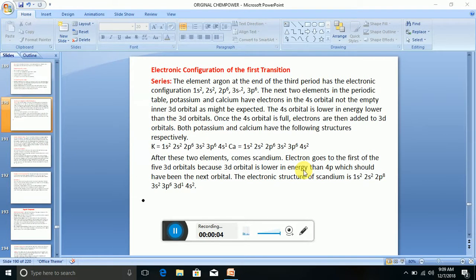Hello, welcome. Let's look at the electronic configuration of the first transition series.